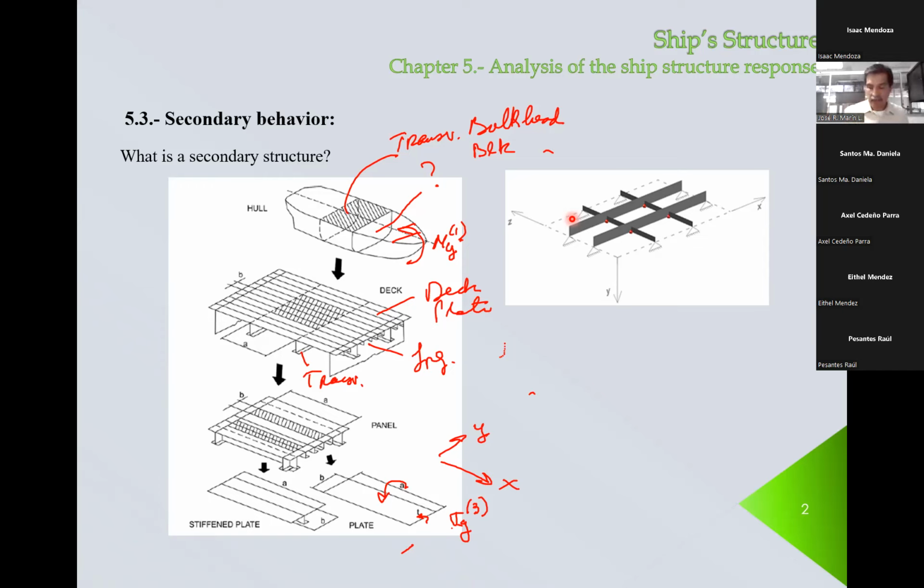With these conditions, we will be able to apply simple beam theory in order to solve these type of problems, okay?